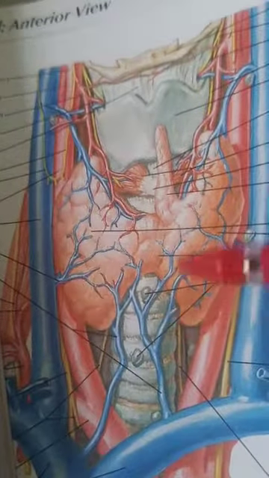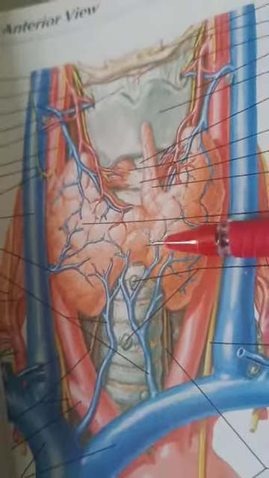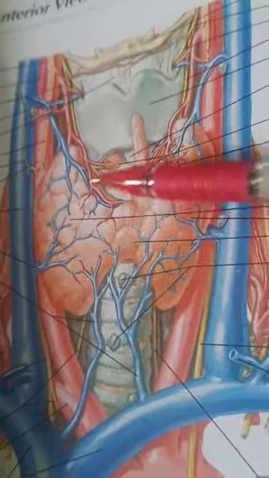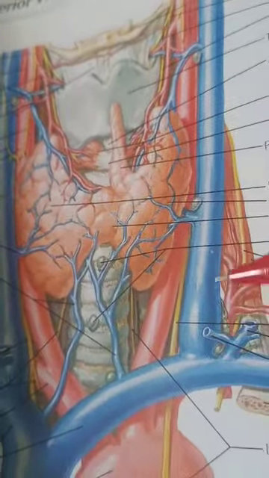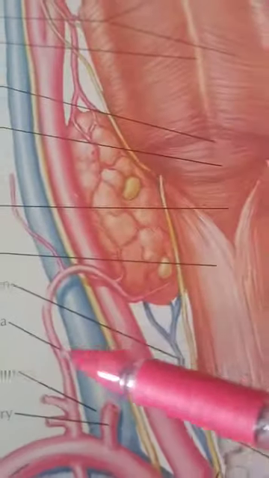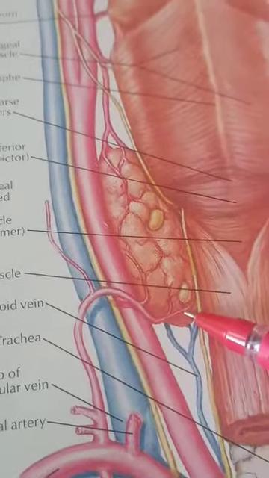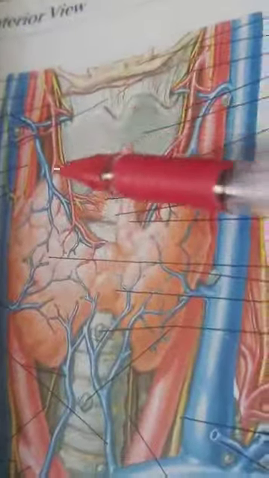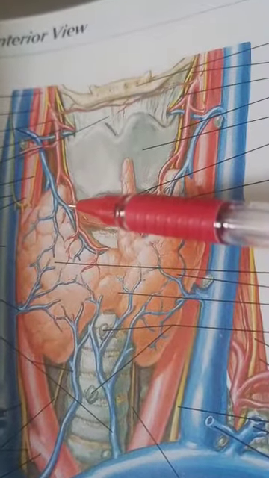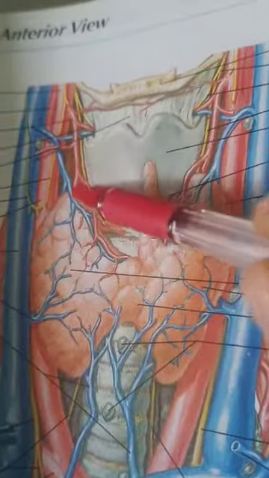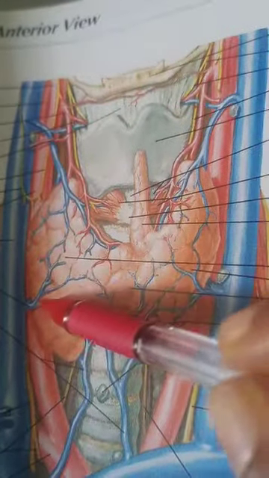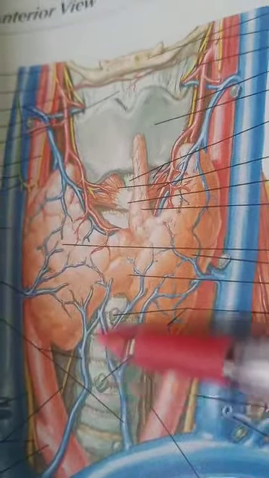So these are the features and relations of the thyroid gland. Then the arterial supply, the blood supply of the gland. It is supplied by the superior thyroid artery and the inferior thyroid artery. Venous drainage is again the same. It is drained by the superior thyroid vein, middle thyroid vein and inferior thyroid veins.